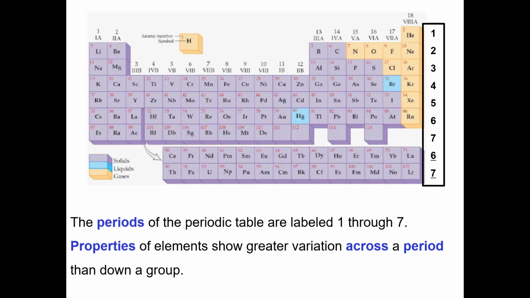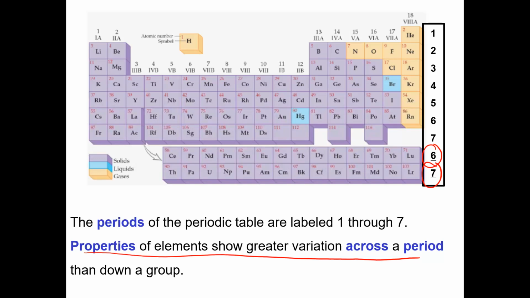There are 7 rows or periods in the periodic table, which are labeled 1 through 7. And something to point out is that those inner transition elements comprise rows 6 and 7. So we label 1 through 7, and then we have to remember that 6 and 7 sit below the main body of the periodic table. As I mentioned previously, properties of elements vary more greatly as we move left and right than they do as we move down a group.